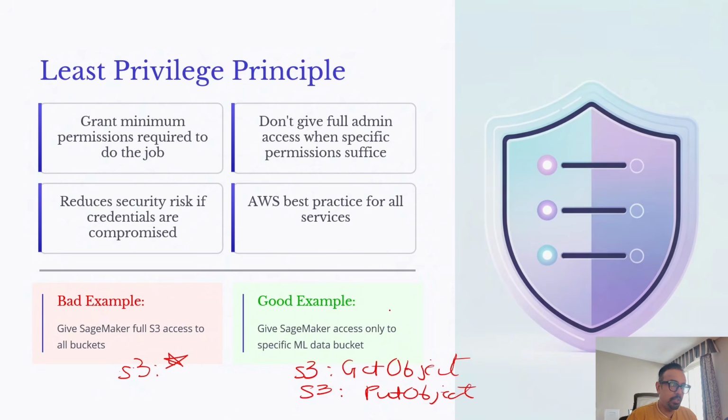Now, it does not end over here. While you provide both these permissions, you also have to make sure that you provide them for a specific S3 bucket on which it is going to work. That's it. In that way, you can provide in the policy the ARN of the S3 bucket where it should have the access. And this is the good example.